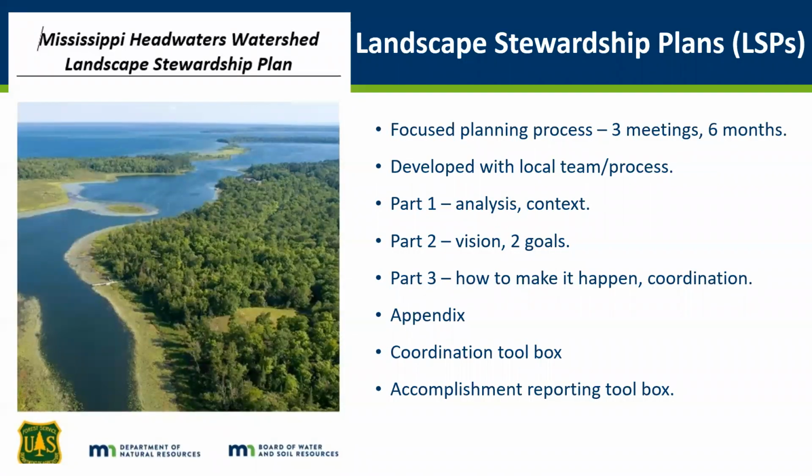Okay, so I mentioned landscape stewardship plans. This just shows the Headwaters. Headwaters is the next watershed. It's in blue in the state map we saw previously. It's just north of the Pine and the Leech. So this is the headwaters of the headwaters. This is up to Lake Itasca where the Mississippi begins. And so we do a very focused, quick planning process. We write this plan and its recommendations at the state.